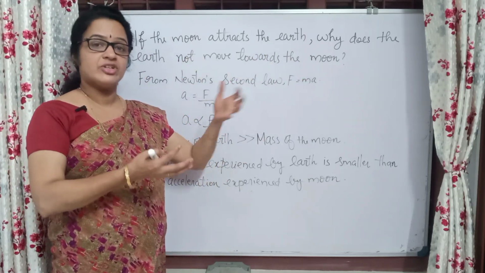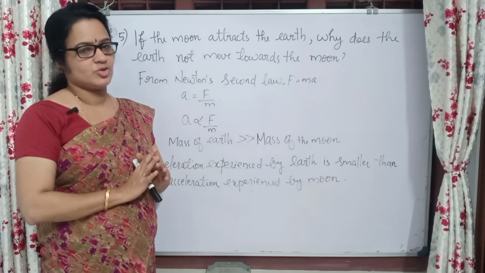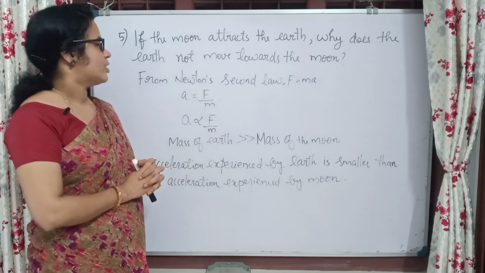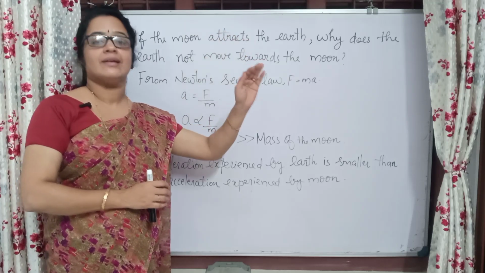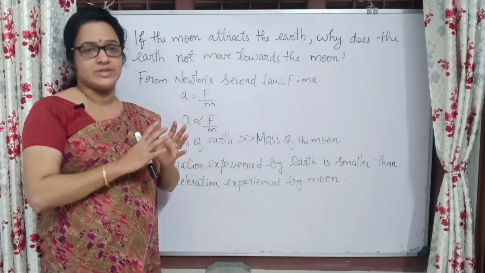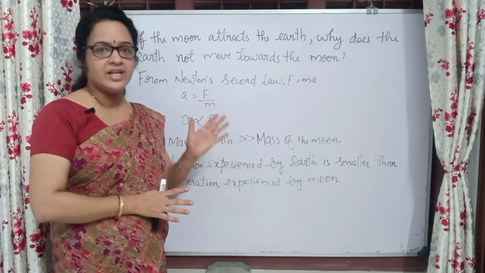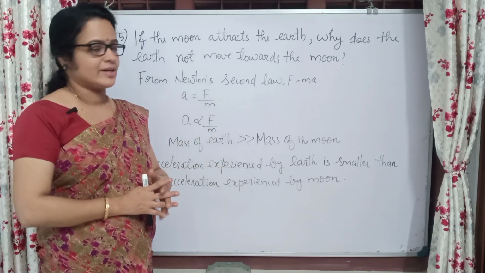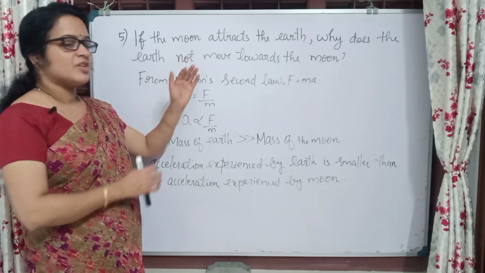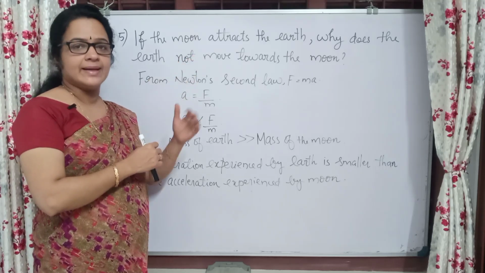Why is the Earth not moving towards the Moon is the question. So what is the reason for that? Here we know that Earth and Moon attract with an equal force. That is, the gravitational force will be equal but in the opposite direction, which we have already discussed in the last question, right? But what about the acceleration in that case?